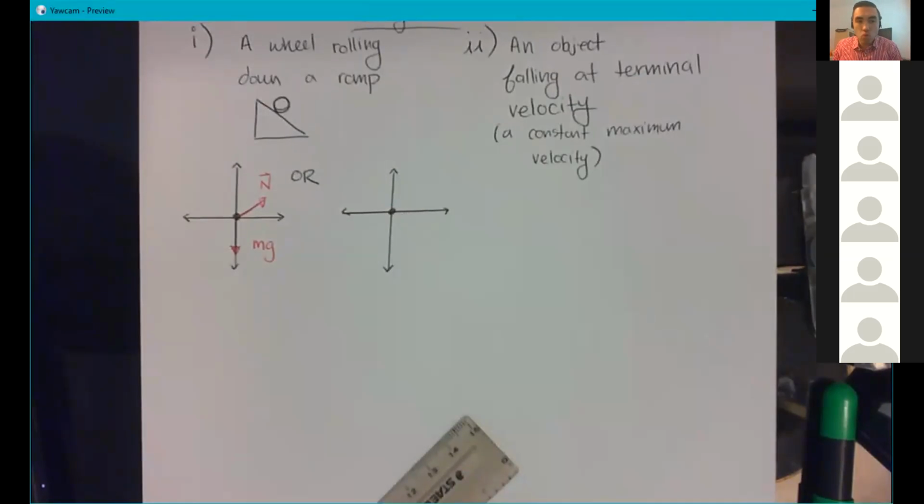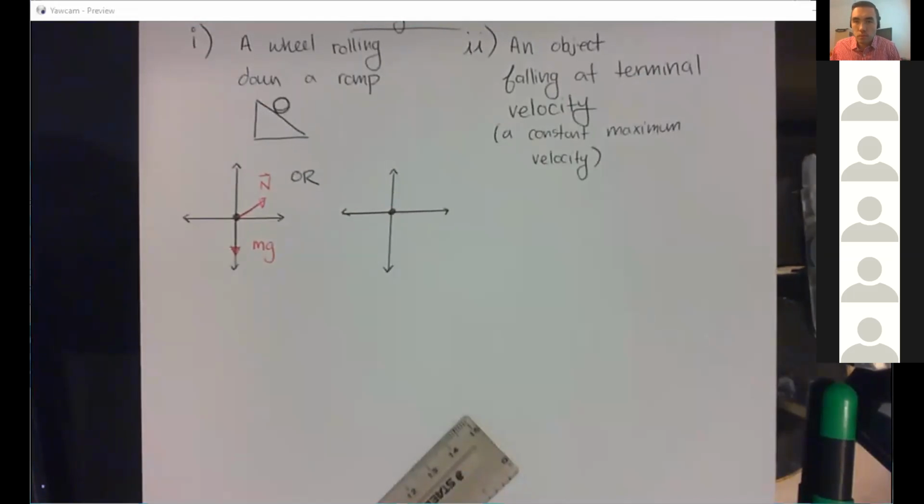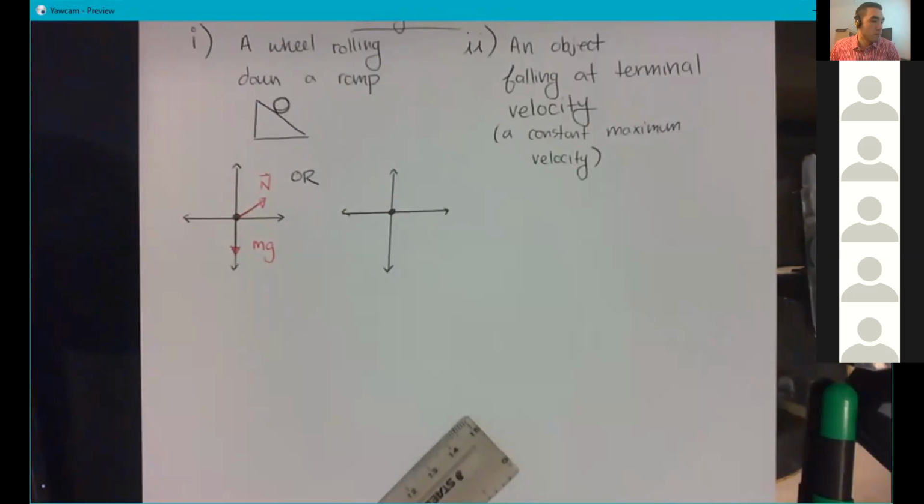What else is here? There's one other force. Is it mg cosine acting from the ball on the ramp? Nope. I will talk about trigonometry here in my second solution.